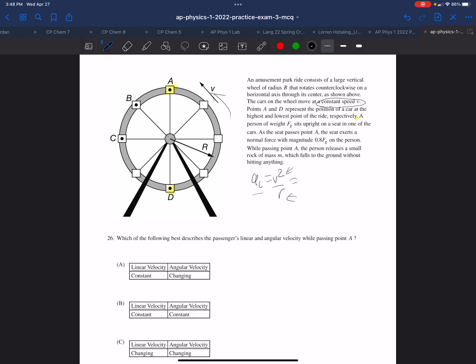Person Fg sits upright in the seat, and when it passes point A, it exerts a normal force of 0.8 Fg. While passing point A, the person releases a small rock of mass m, which falls to the ground without hitting anything. So a little rock is dropped.